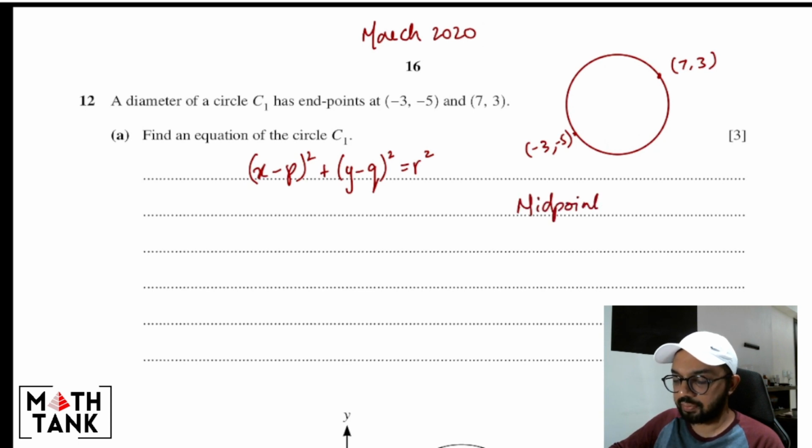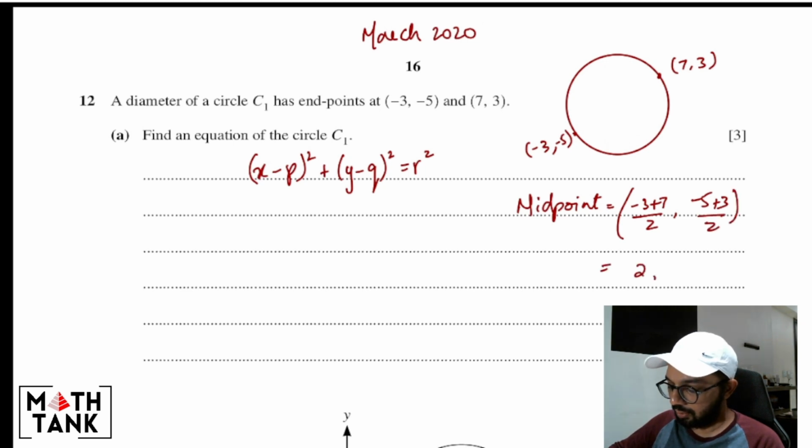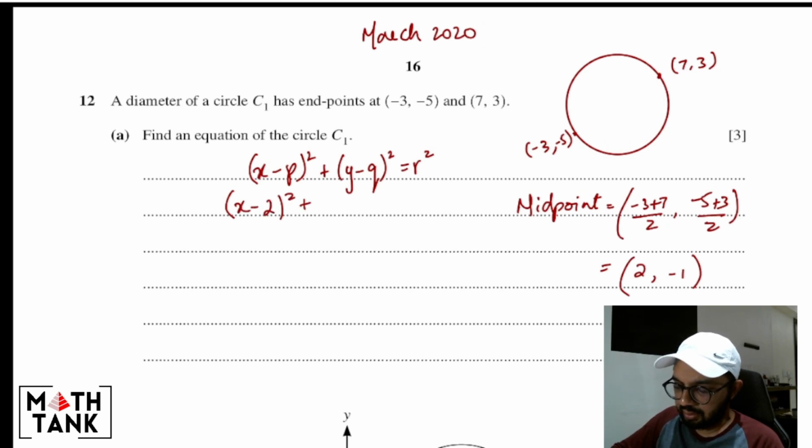If these are endpoints of the diameter, then the midpoint should be the center of the circle. Minus 3 plus 7 divided by 2 and minus 5 plus 3 divided by 2. That gives me 2 comma minus 1. So that's the center. So I'm going to write x minus 2 whole square, y plus 1 whole square.